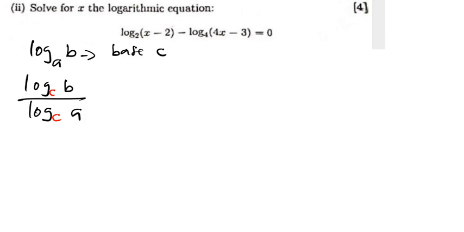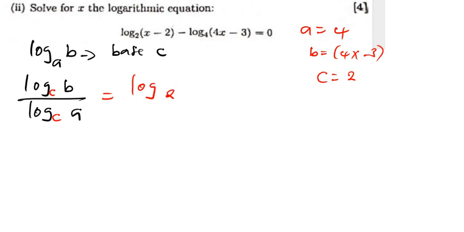So I've changed it now. In this case we're using the same formula. A in this case is 4, B is 4x minus 3, and C is 2, the base we want. So you just follow this. It's log base 2 of 4x minus 3, then you divide this by log base 2 of 4. I can simplify the down part.